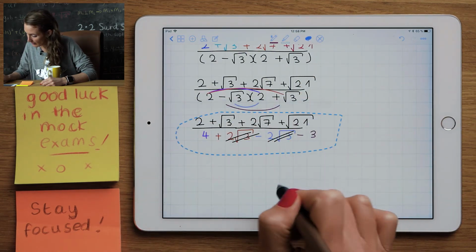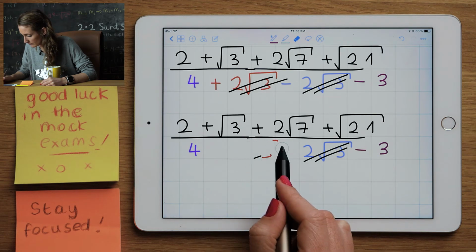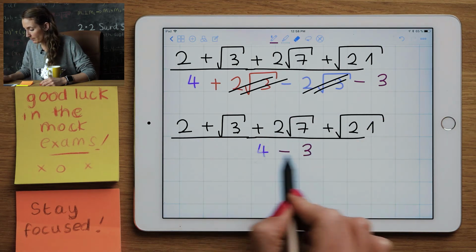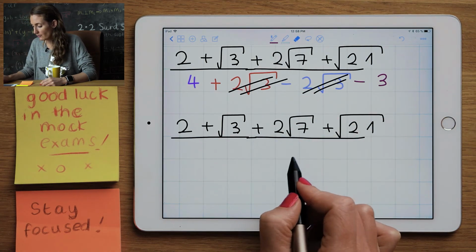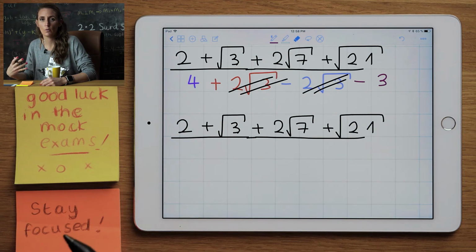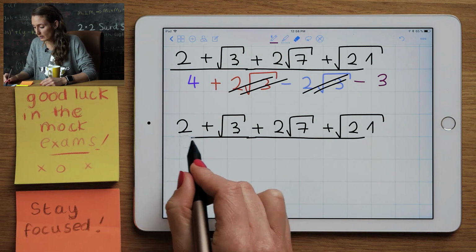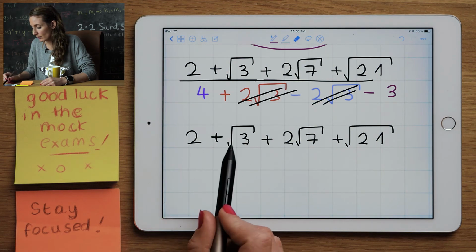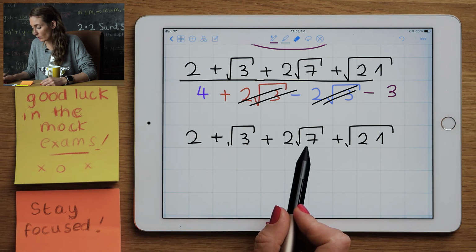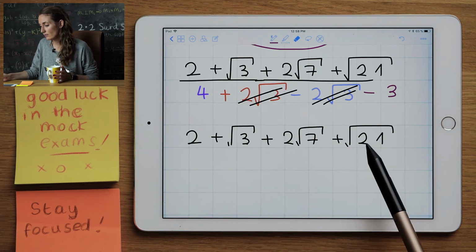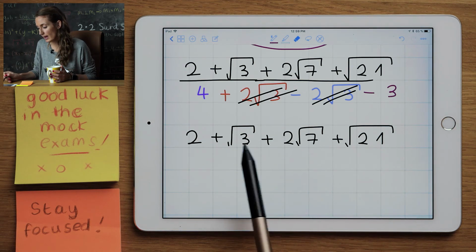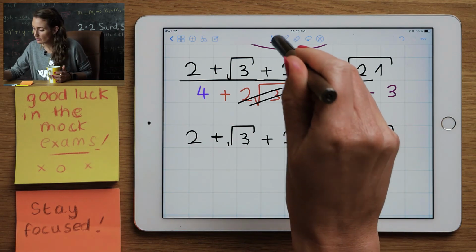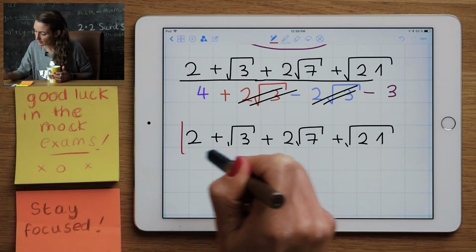So let's have a look and simplify this. On the bottom, what we're left with is 4 minus 3. 4 minus 3 is 1. So if you have 1 on the denominator, like 7 over 1, 10 over 1, that leaves everything unchanged. So our final answer here is going to be 2 plus square root 3 plus square root 7 plus square root 21. None of these can be broken down any further, and we can't add together the square roots 3 to 7 because they're not like terms. So this is our final answer.